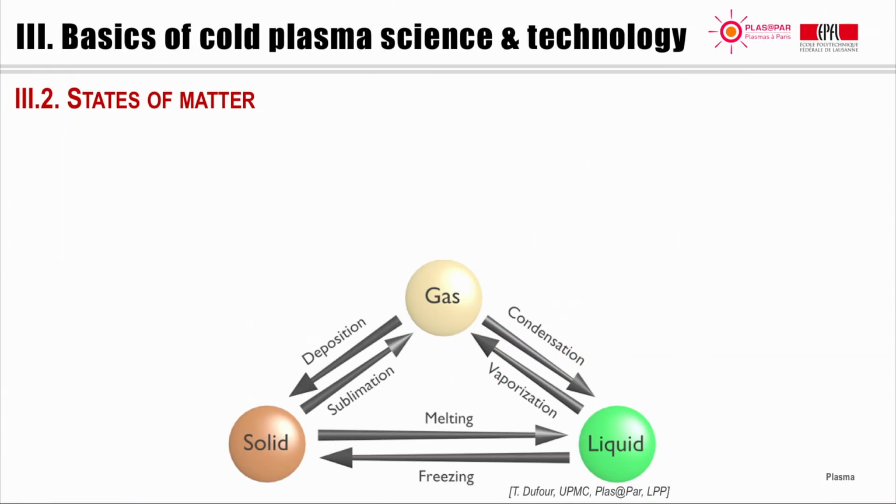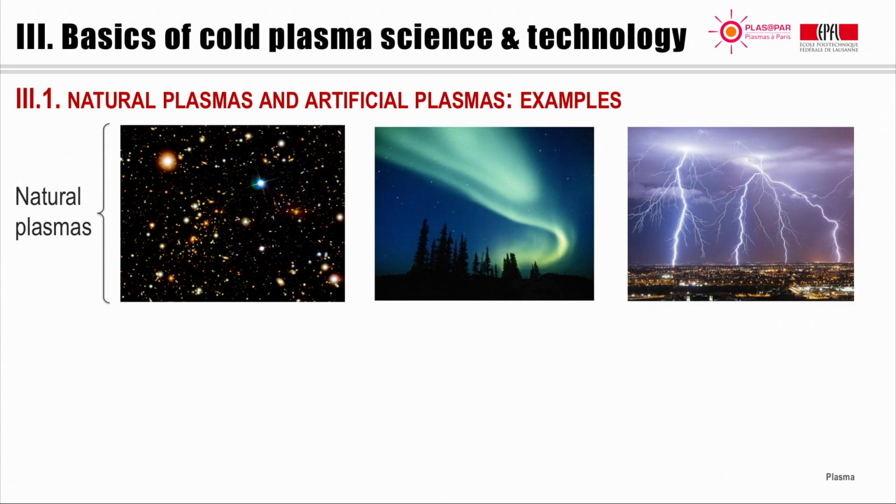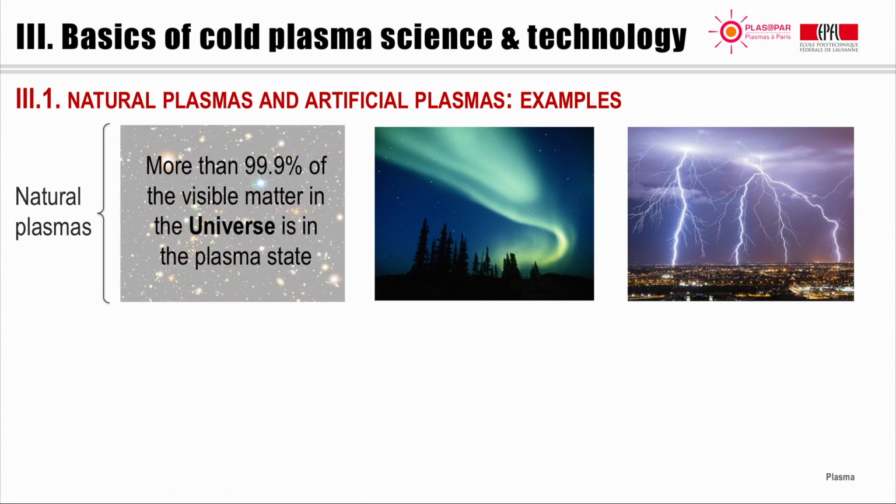The three basic states of matter commonly described in introductory chemistry texts are solid, liquid, and gas. However, such a representation is incomplete since a fourth state of matter exists under the name of plasma. Plasma can be classified into two main families, natural plasmas and artificial plasmas. Among the natural plasmas, the first example that can be mentioned is the universe. More than 99.9% of the visible matter in the universe is in the plasma state.